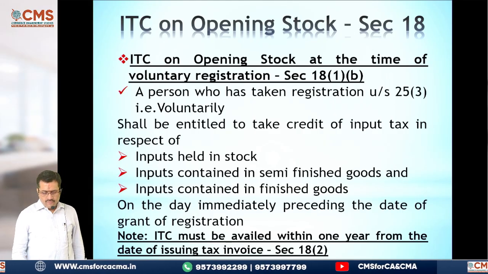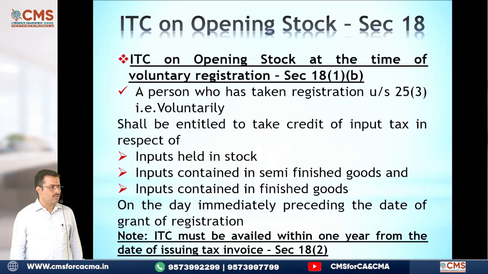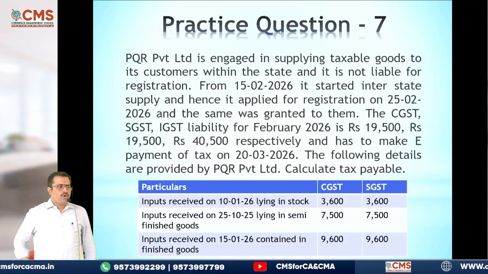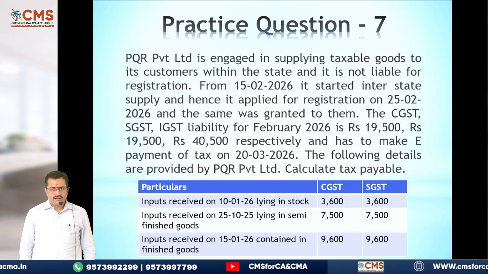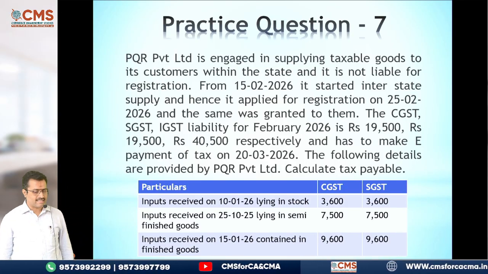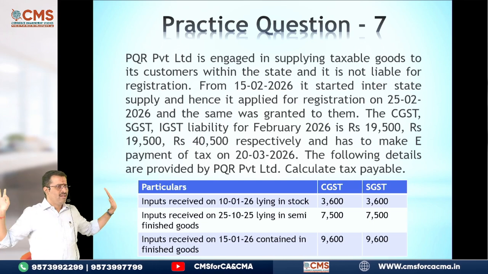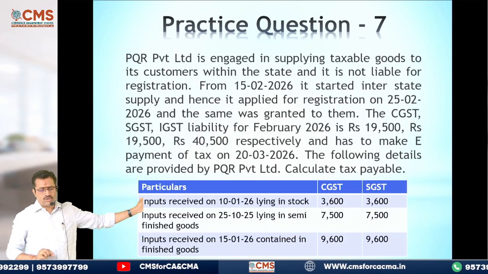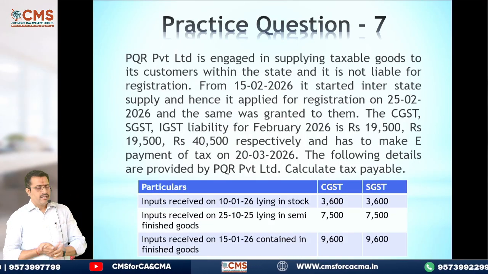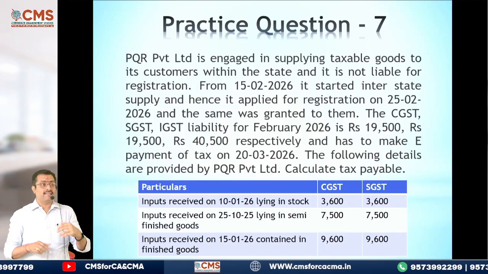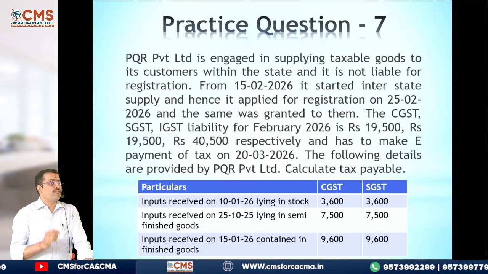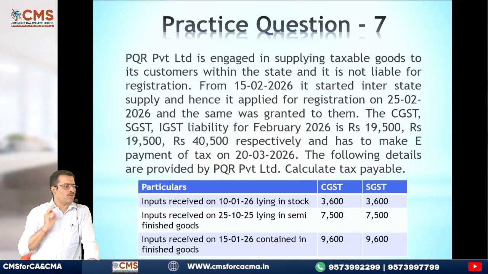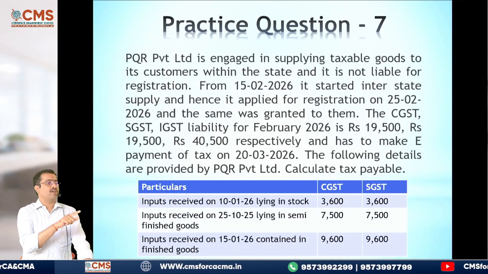Yes. Then let's see one practice question on these two topics. You will understand. Practice question number 7. PQR Private Limited is engaged in supplying taxable goods to its customers within the state and it is not liable for registration. That is the example I took also. Now see there, from 15th February 2026, it started interstate supply and hence it applied for registration on 25th February. Why? Because 30 days time is there, no? So it took 10 days and it applied on 25th February. And the same was granted to them.